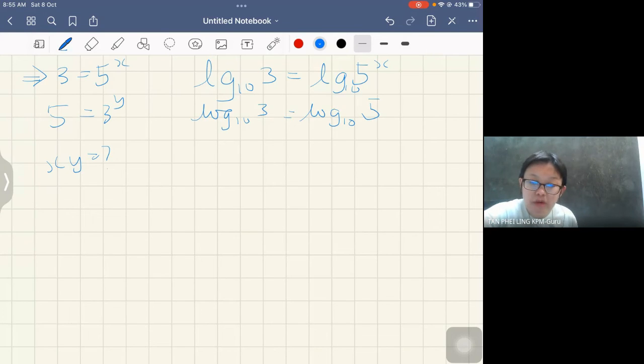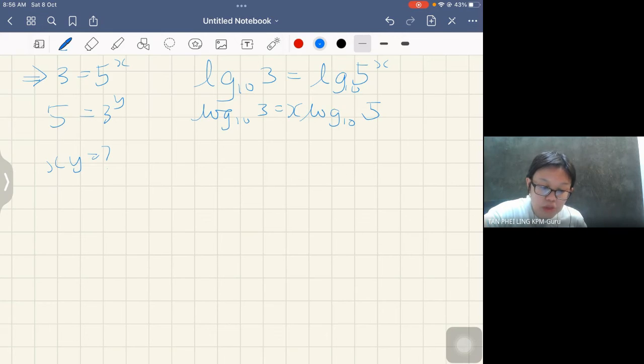Log 3 base 10 and log 5 power x. With 5 power x, I can move the x to the front, right? Can I move the x to the front? Can, right? So I will move the x to the front and I have 5 here. Now it seems I don't know how to continue, so I do the second one first. Sometimes you can have that. Never mind.